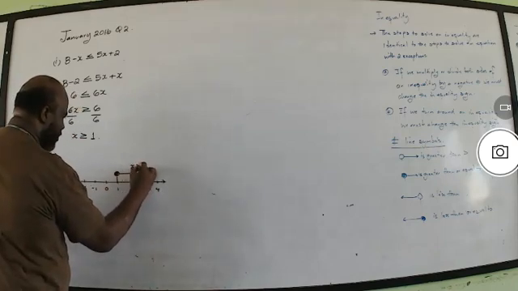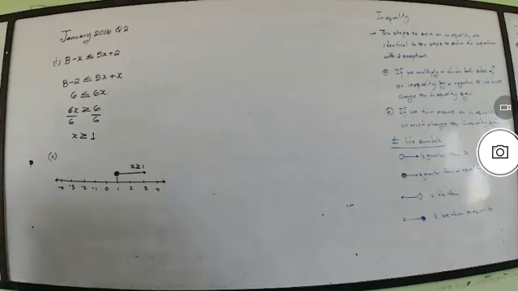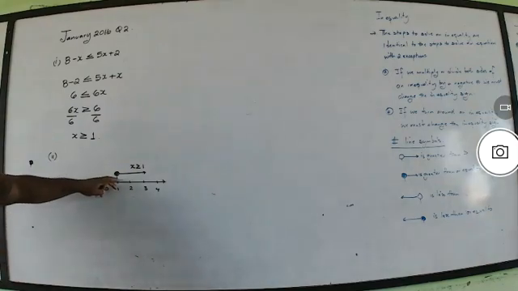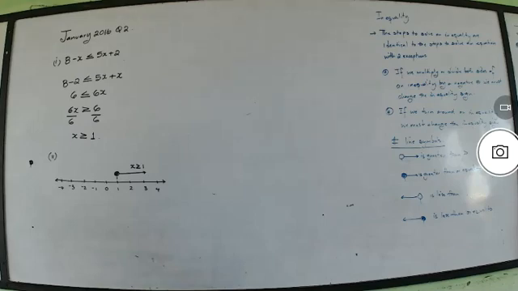X is greater than or equal to 1. That is the region on the number line where x is greater than or equal to 1. Why did I shade the circle? Because it's greater than or equal to. That's it.